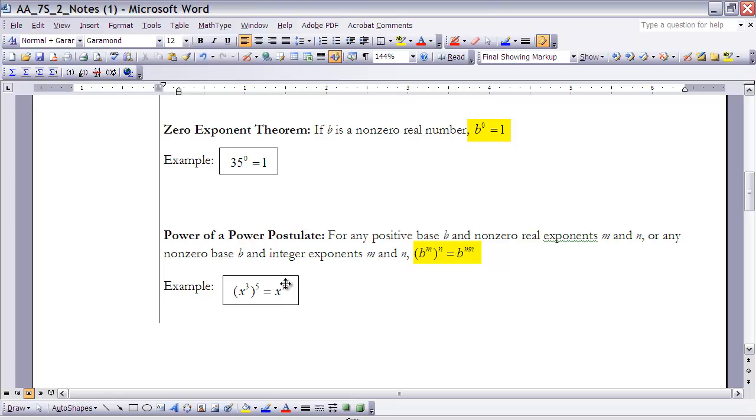Now you can think about that one. That's the one that people struggle with a little bit. Remember, if I say x to the 3rd raised to the 5th, that's like saying x to the 3rd times x to the 3rd times x to the 3rd times x to the 3rd times x to the 3rd. And then if I were to add all of those exponents together, that's the same as x to the 15th. So that's why that works.